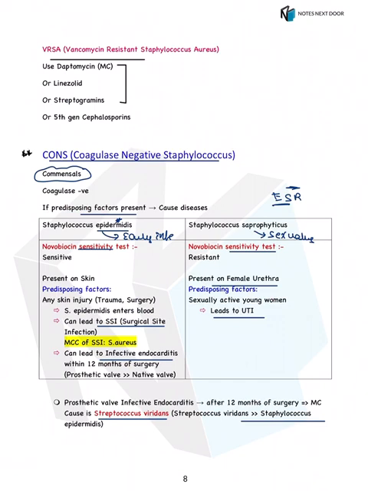Then we talked about the coagulase negative staphylococci. I said epidermidis is sensitive and saprophyticus is resistant. It leads to UTI in sexually active young women. And epidermidis enters the blood and leads to surgical site infection. Most common cause of surgical site infection is S. aureus, and Staphylococcus epidermidis can lead to infective endocarditis within 12 months of surgery.